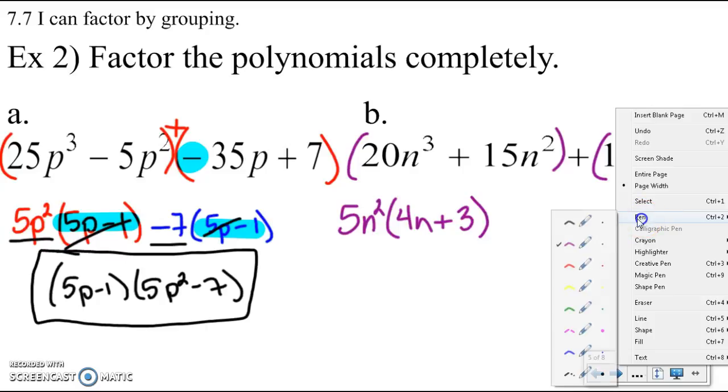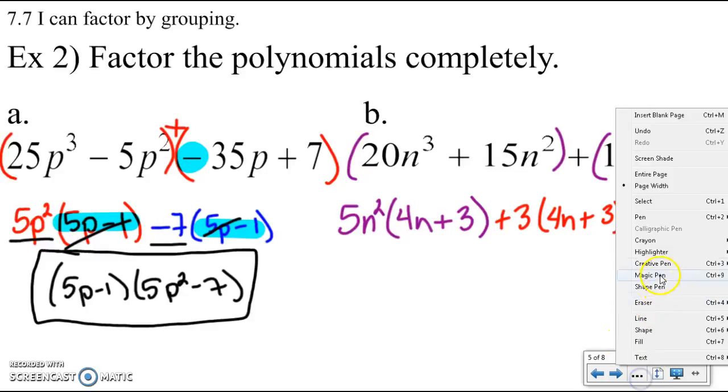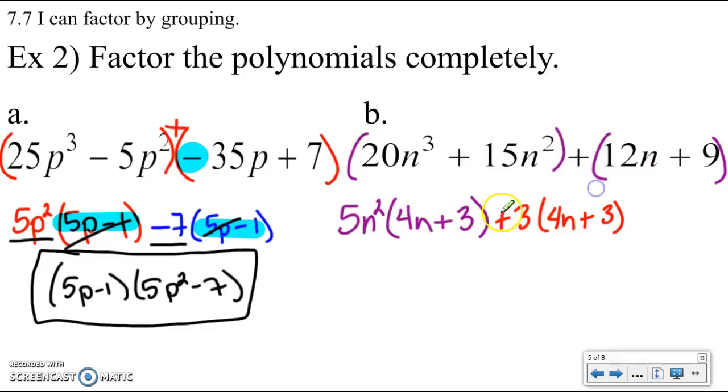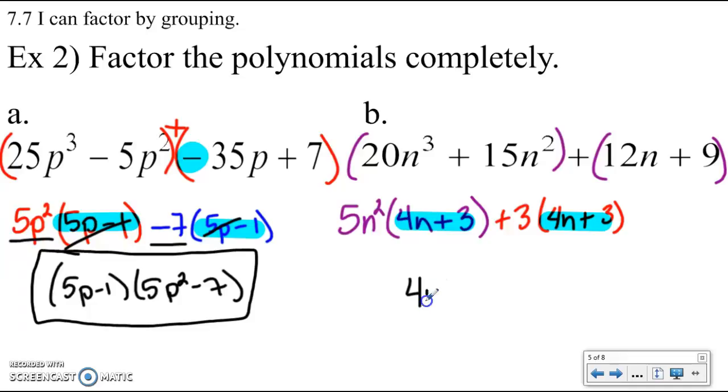The next group, I have 12 and 9, so I know I can divide both of those by 3. The second one doesn't have an n, so I'm not going to have any variables. So 12 divided by 3 is 4, and then we have an n there. 9 divided by 3 is 3. So now we're going to make sure that this matches. 4n plus 3 and 4n plus 3. If it does, we can bring that out front. That takes care of our group. These two make my second group.